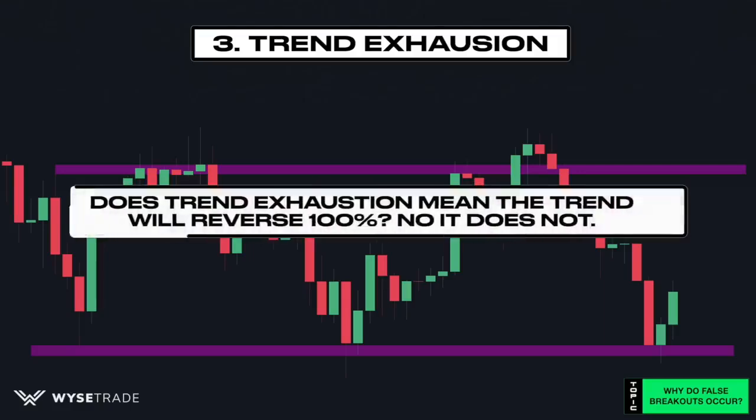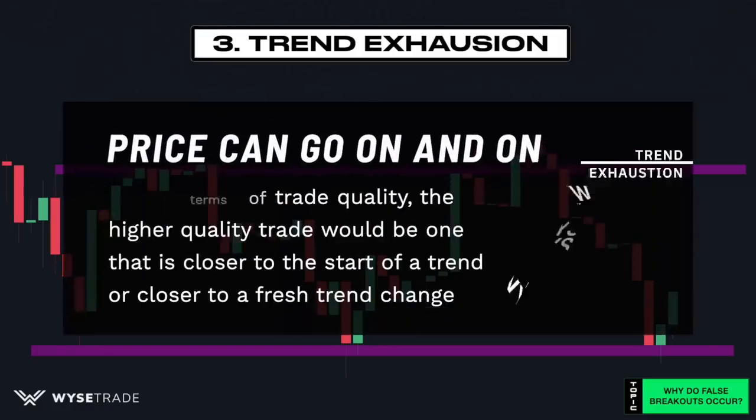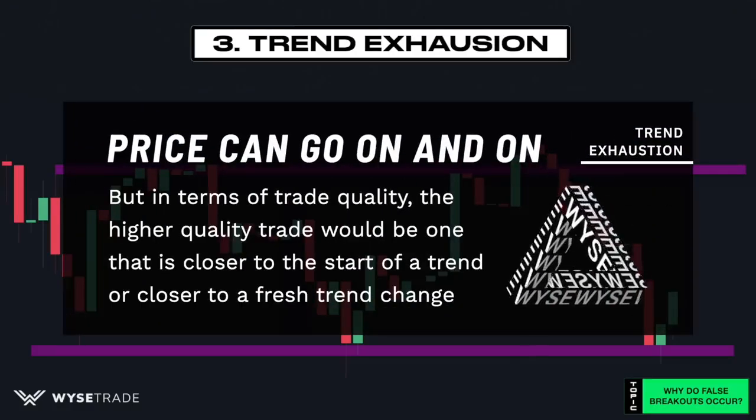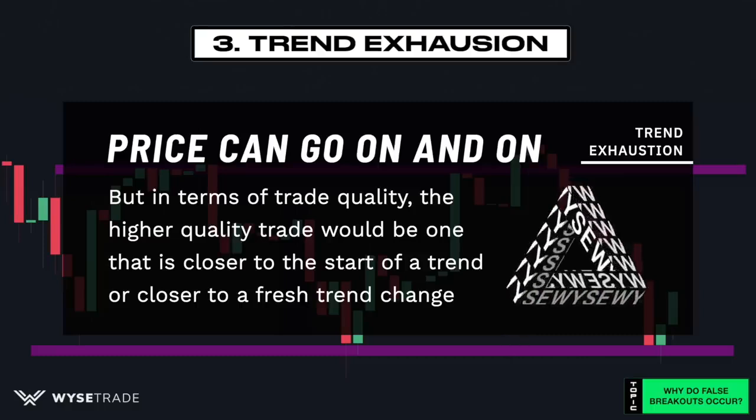Now, does trend exhaustion mean that the trend will reverse 100%? No, it does not. Price can go on and on. But in terms of trade quality, the higher quality trade entry would be closer to the start of the trend and at the start of a fresh trend change.